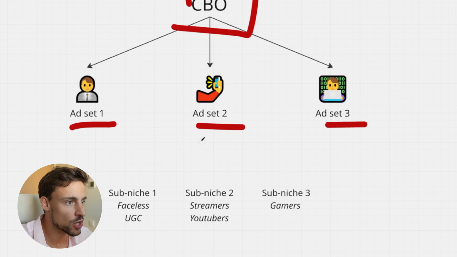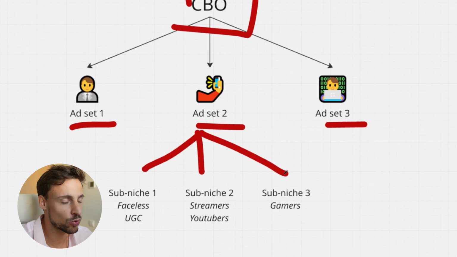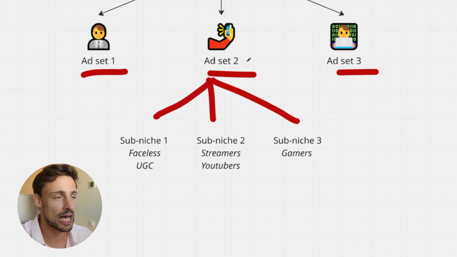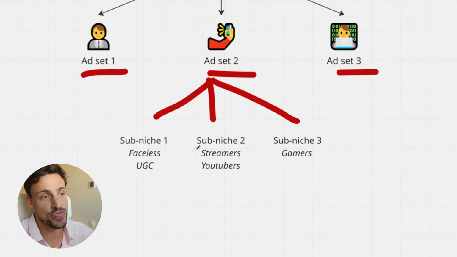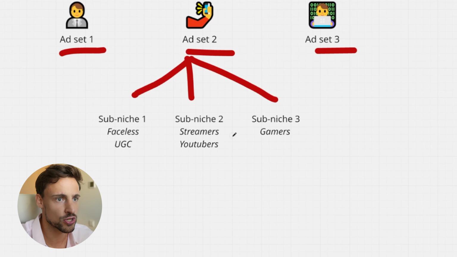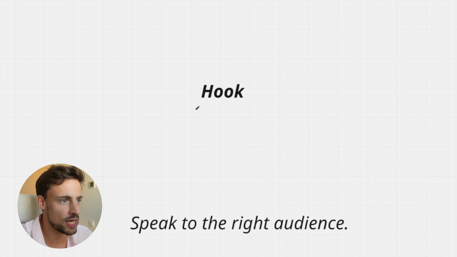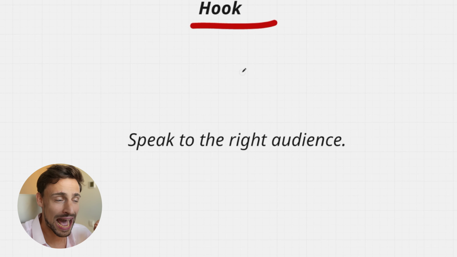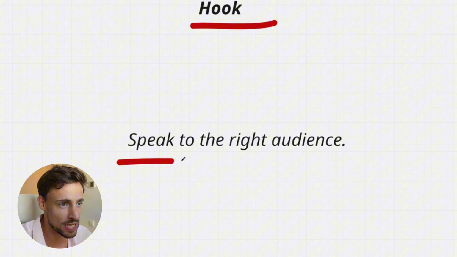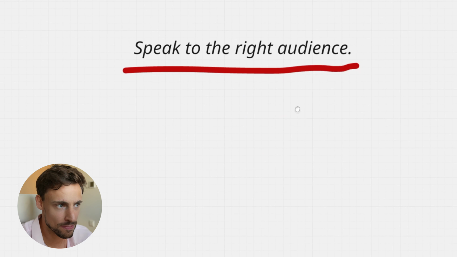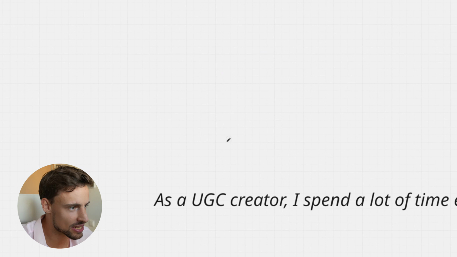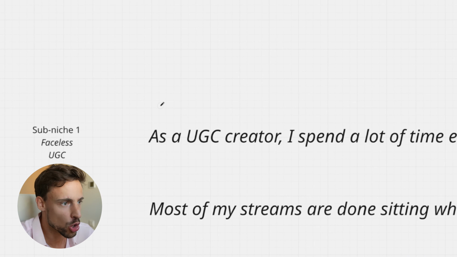But that's not it. You can also subdivide in what we call sub-niches. For example, with a content creator, a sub-niche can be faceless UGC creator. Another sub-niche can be the streamers, the YouTubers. Or finally, we can have the third sub-niche, which will be gamers. To do so, the first step will be the hook. The hook has only one goal. It's to speak to the right audience immediately. So the audience recognizes himself and can be hooked and know, okay, what is in there for me?